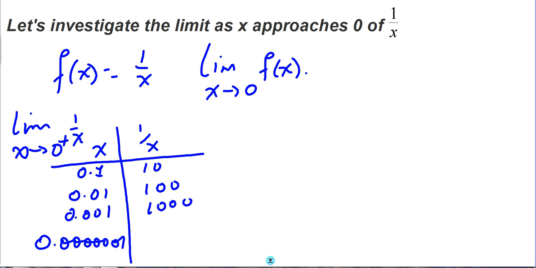0.0000001, that's seven decimal places. You'll get 1 followed by seven zeros. So as x is getting closer and closer to 0, 1 over x is getting bigger and bigger and bigger. So it gets bigger and bigger without bound.